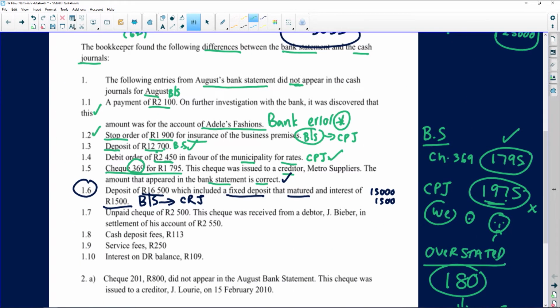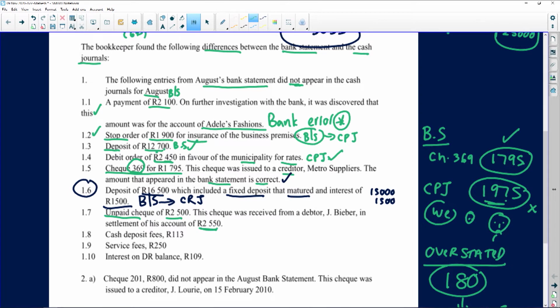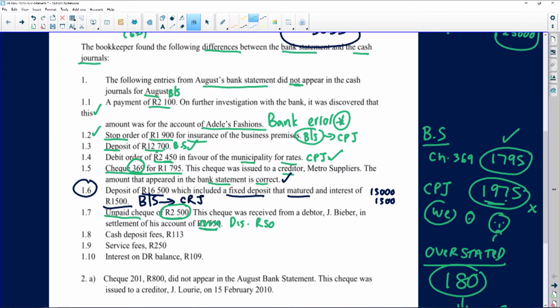So 1.7, an unpaid check of 2,500 Rand. This check was received from a debtor in settlement of his account of 2,550. Please remember, grade 12s, when you're doing a bank recon and there is an RD check, most times it's from a debtor, please only focus on the check amount, not the amount that the debtor owed. This debtor owed the business 2,550. We gave him a discount of 50 Rand. If you were doing financial statements, you would have to cancel the discount. But when you're doing a bank recon, your only focus is the check itself. So I don't need this amount, nor the discount. I only need the amount for the unpaid check.